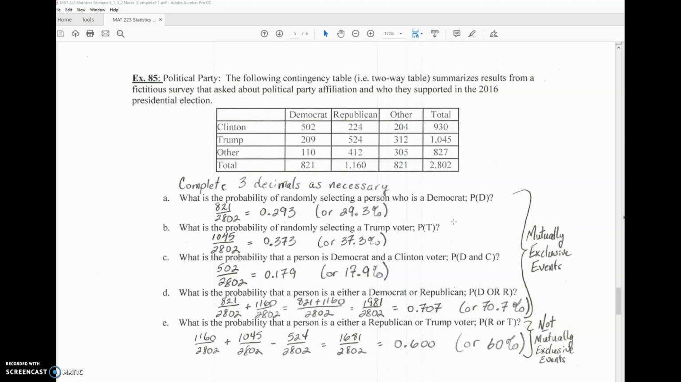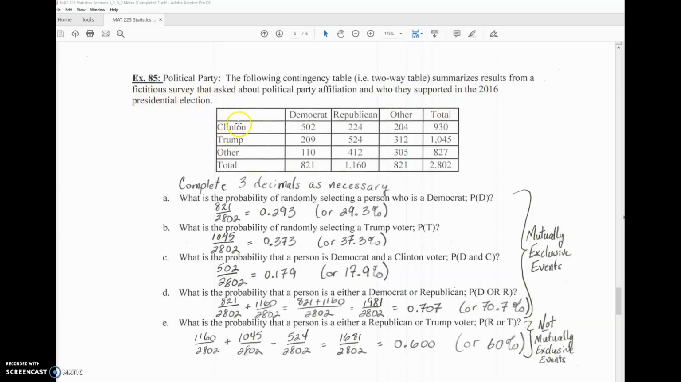We are in Chapter 5, Section 5.2, in the middle of page 64, and we're talking about computing probabilities with the general probability rule, and understanding "and" and "or" as well. Here we have what's called a contingency table, which is just a two-way table that summarizes results from a fictitious survey that asked about political party affiliation and who they supported in the 2016 presidential election.